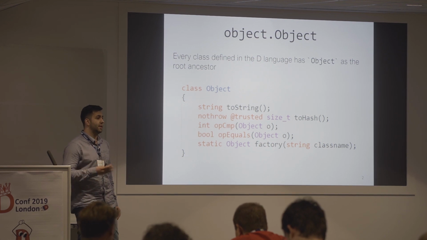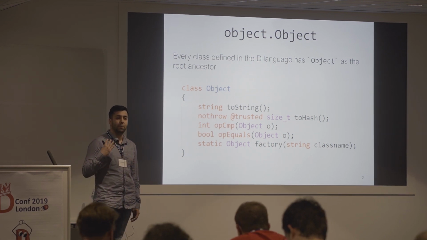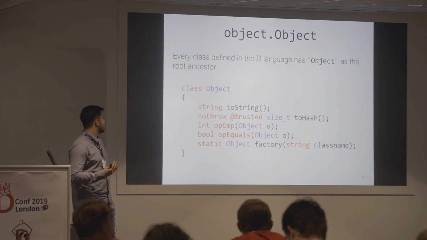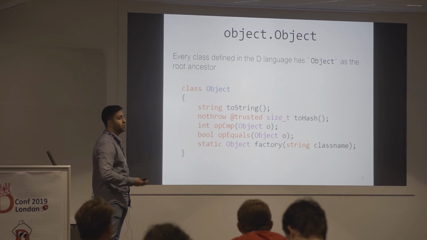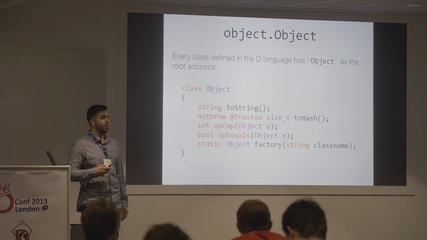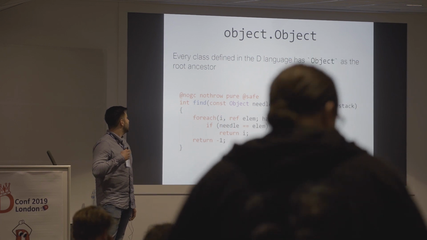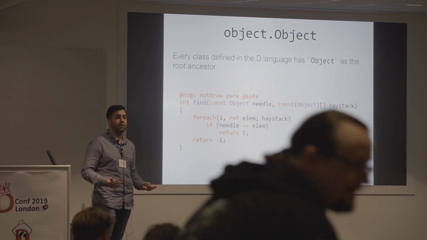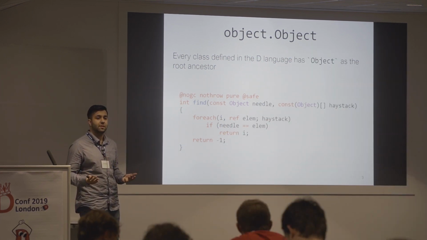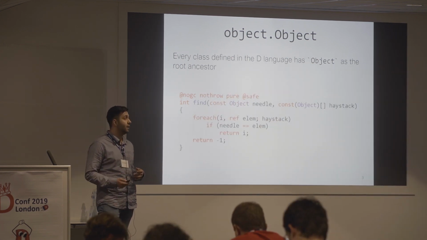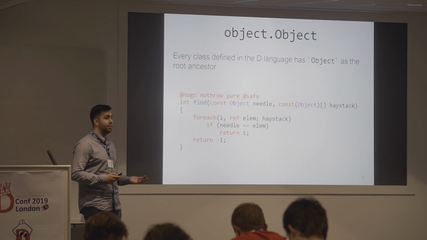So they predate safe, purity, nogc, and nothrow. And also they don't work with qualifiers, right? So we don't see any const or immutable up there. In order to stress it a bit, let's say in your day-to-day work you keep an array of objects, and your task is to find a certain object in this array, then you will be hit by a couple of problems.